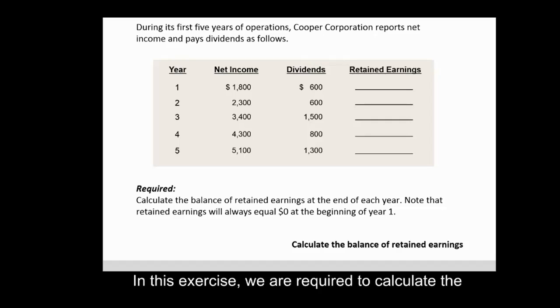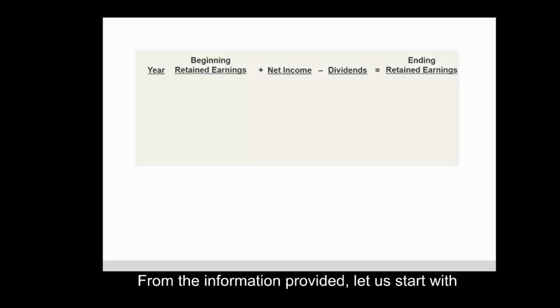In this exercise, we are required to calculate the balance of retained earnings at the end of each year for Cooper Corporation. From the information provided, let us start with the calculation of retained earnings for the first year. Retained earnings is an internal source of stockholders' equity. It represents the cumulative amount of net income earned over the life of the company that has been kept in the business, rather than distributed to stockholders as dividends.